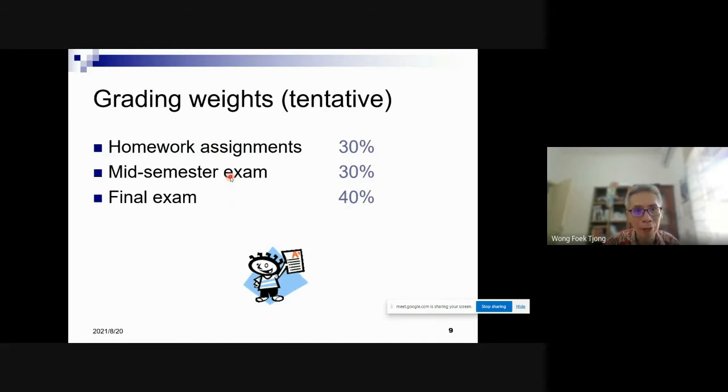Regarding how I will give you grades, these are the grading weights. I will grade you from your homework assignments, which is 30%, and then the mid-semester exam, with a grading weight of 30% as well, and the final exam 40%. I hope all of you get excellent grades, A plus.